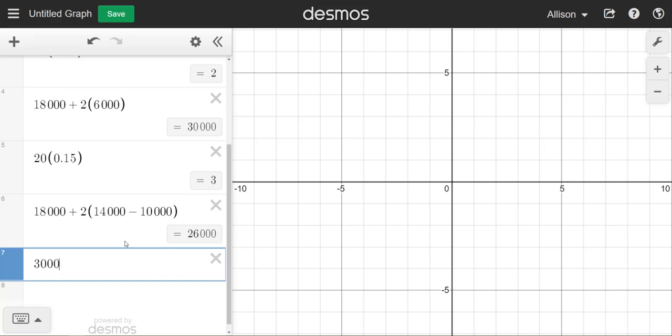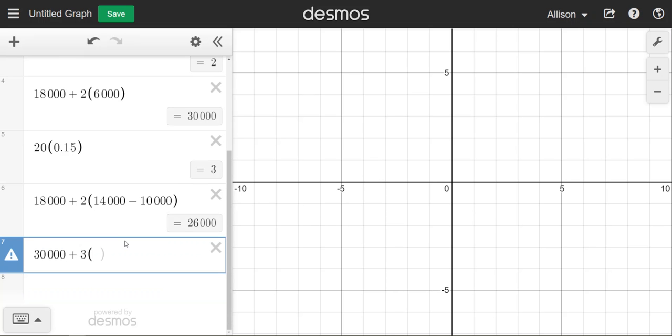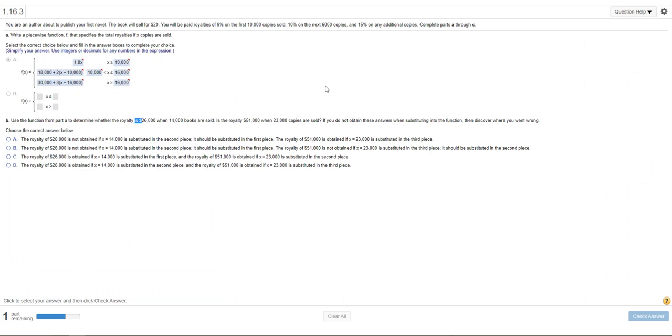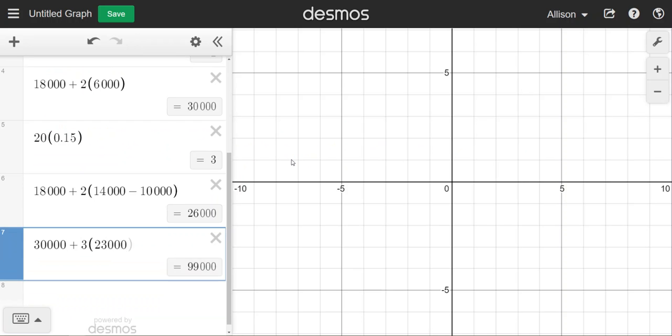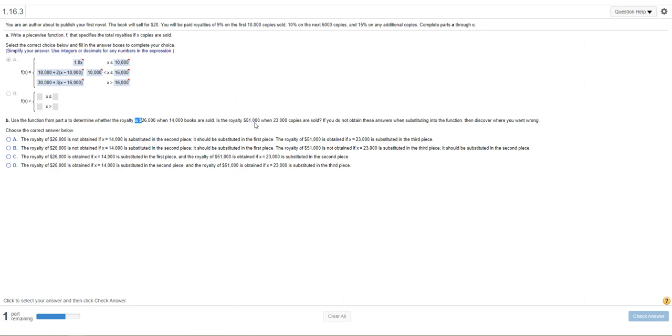So my equation should take 30,000 plus 3 times... I forgot how many books it was, 23,000. And it was going to be 23,000 minus 16,000 for this part of the formula. So I should be making $51,000. And that's what they asked me. So both of these are correct.